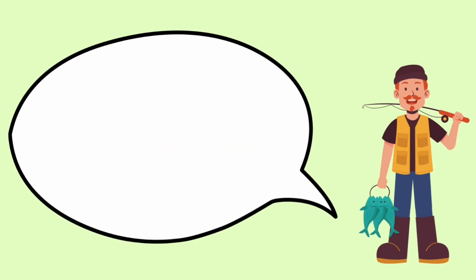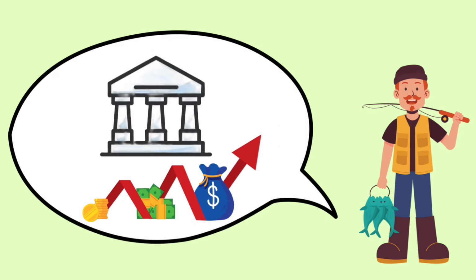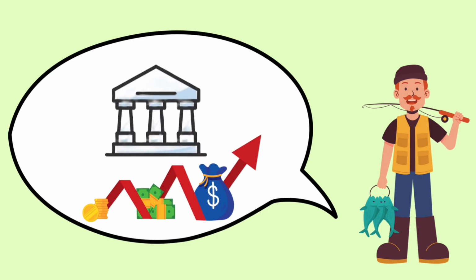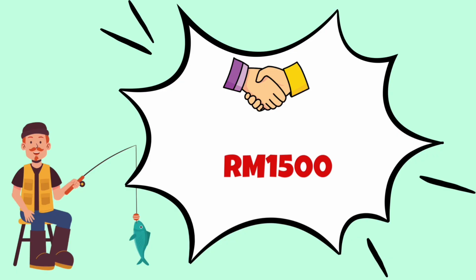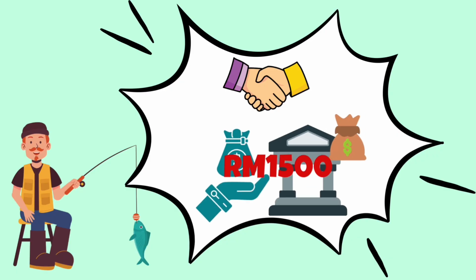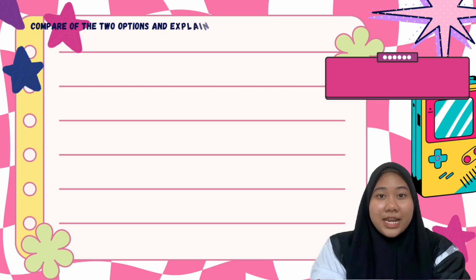Option A. Keep the 12,500 ringgit in a savings account that pays 6.5% per year, compounded semi-annually for 2 years and 4 months, and then buy the boat using only the matured savings. Option B, buy the boat now by taking a 1,500 ringgit personal loan at 4.5% per year, compounded monthly for 2 years and 4 months. He can use the boat now but will owe interest on the loan. The question is to compare the 2 options and explain which one will benefit Farid financially over time.